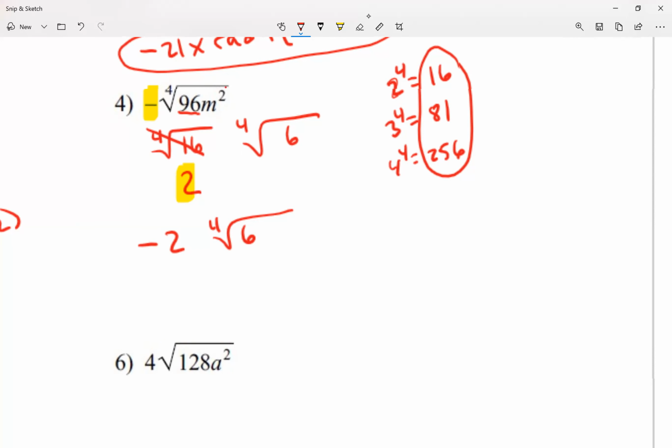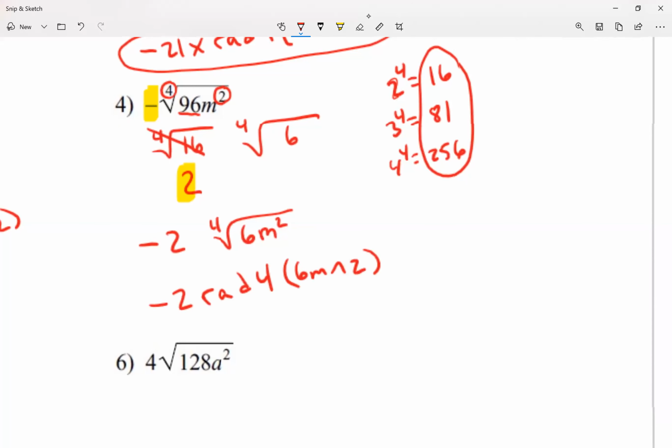Letter-wise, I have inside of my radical, my exponent is 2. My root is 4. In order for part of the letter to come out, my exponent cannot be smaller than the root. So nothing comes out. So I'm going to keep the m squared inside the radical. Now that's the way I'm going to type this. I'm going to go -2 rad 4 because it's radical root 4. And inside my parentheses, I'm going to write 6m to the second.